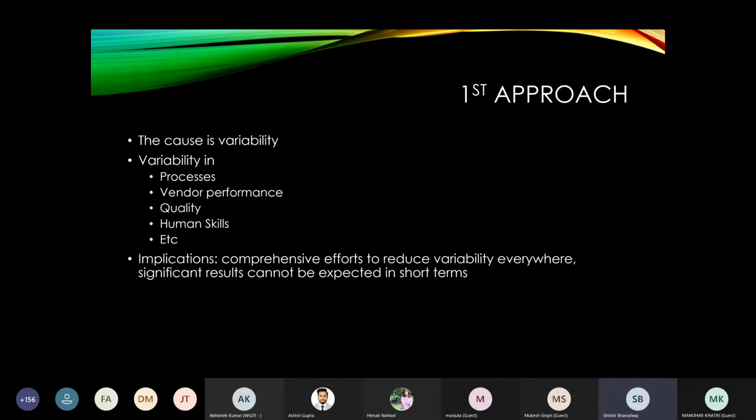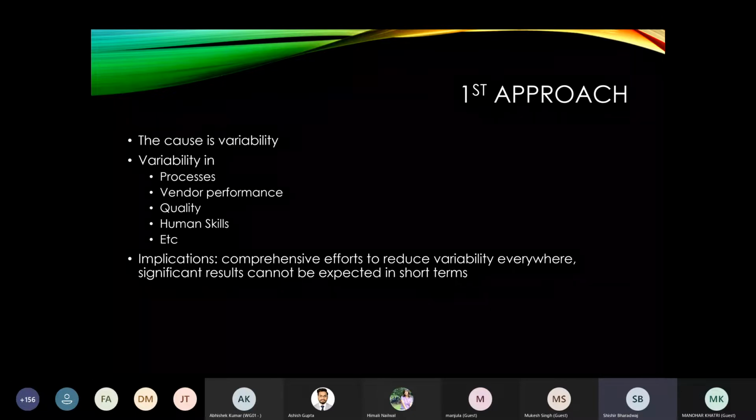The first approach is that all the problems we have in the organization are because of variability, right? If people behaved the way we were told, if the suppliers delivered on time, if the production produced in time, if the quality was okay, all this is nothing but what's called variability. And we try to reduce the variability. The biggest effort we put is in human skills. We know there's going to be variability and we try to reduce it by training them. So the first approach is there's variability everywhere.